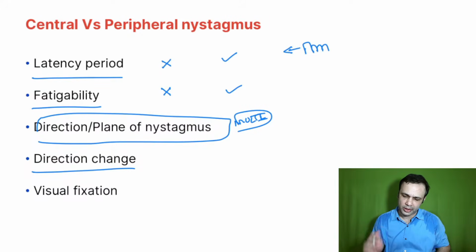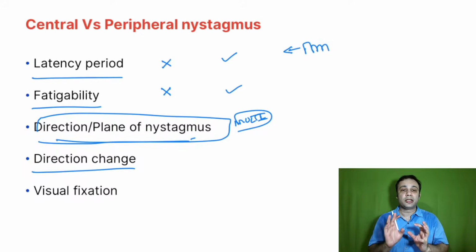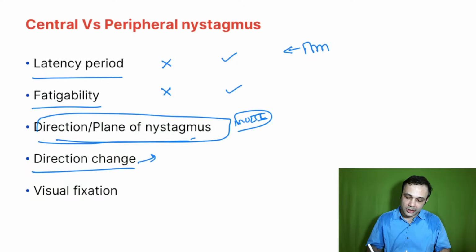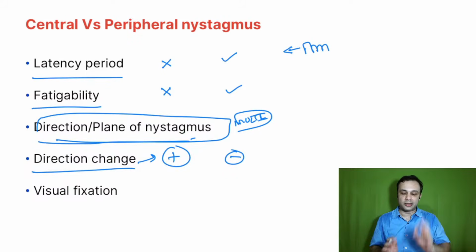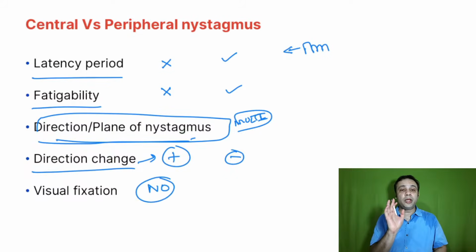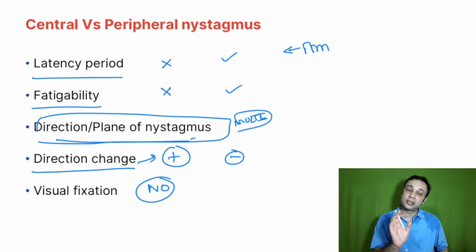Okay, one more important point there. The direction and plane of nystagmus can waver as far as central nystagmus is concerned. When you talk about peripheral nystagmus, it is towards a particular direction. Direction change is present in central, absent in peripheral. Does visual fixation have any effect in central? No. But when the vision is fixed, the peripheral nystagmus disappears. So these are a few differences between central and peripheral nystagmus that you need to remember, and you can apply this in multiple choice questions on the vestibular system pertaining to nystagmus.